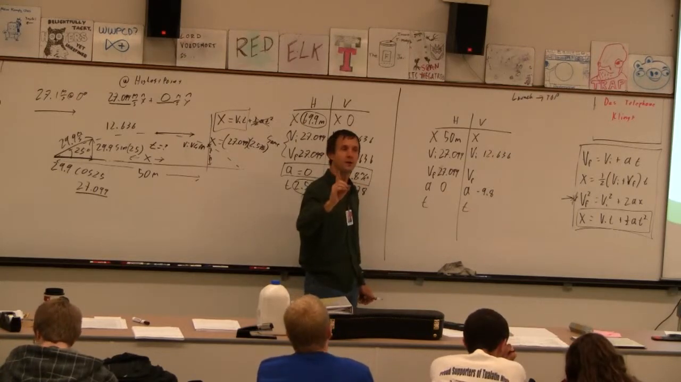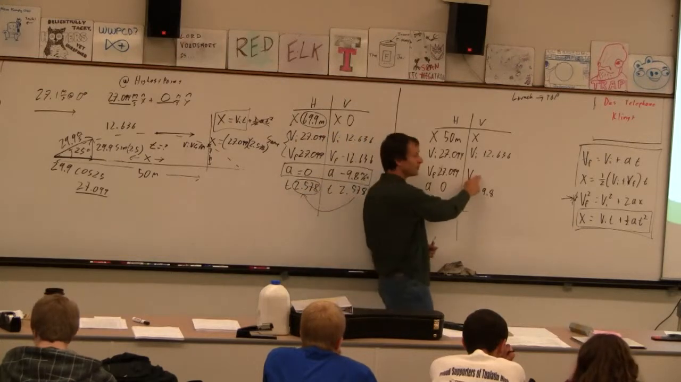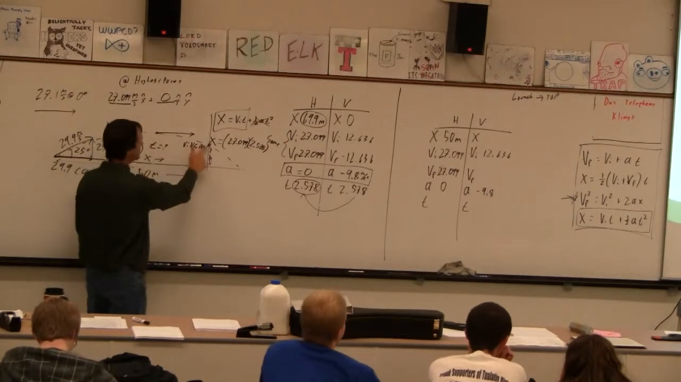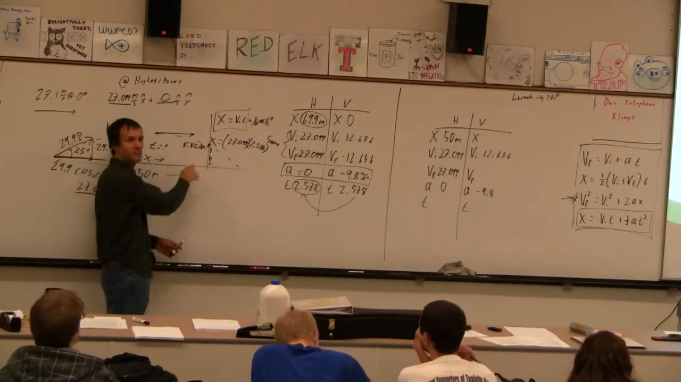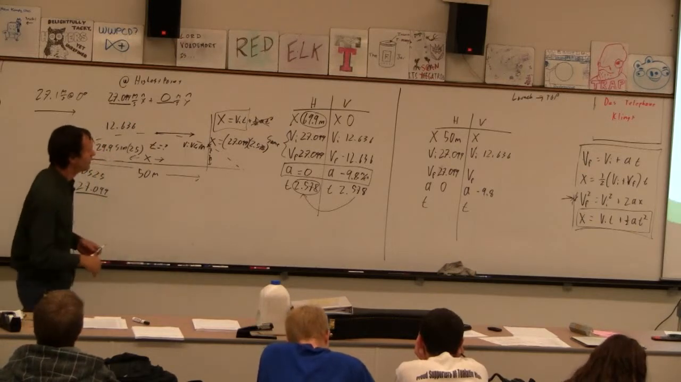I predict also that the final velocity in the vertical direction is going to be a negative number, because if you look at this, it's gone up and it's coming down again. So I predict a negative number, but let's just see what shakes out.